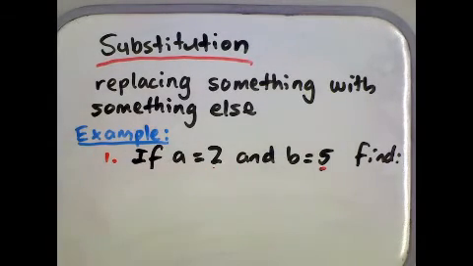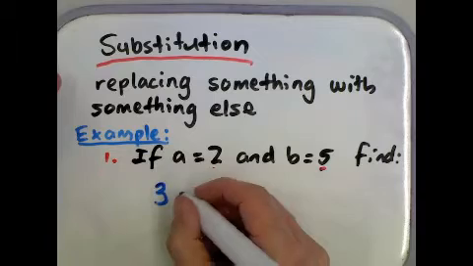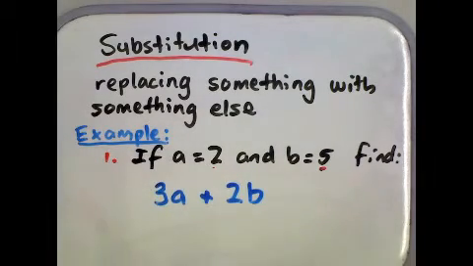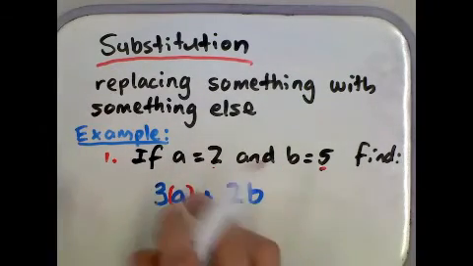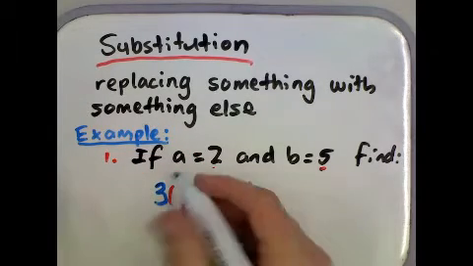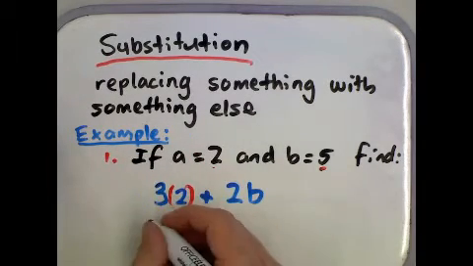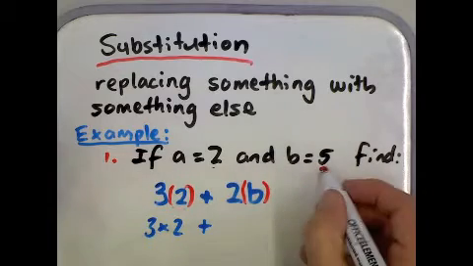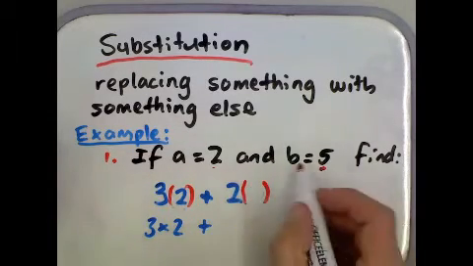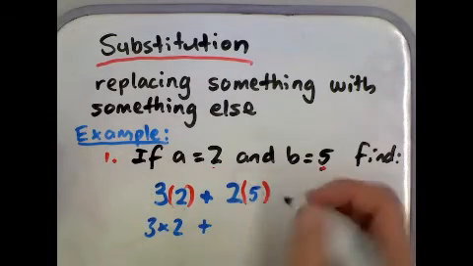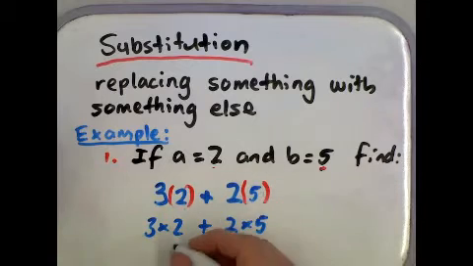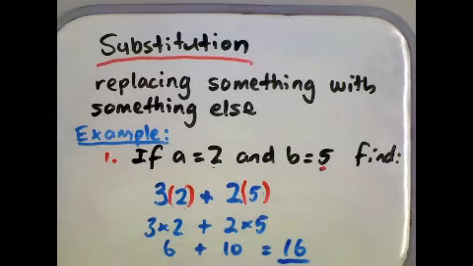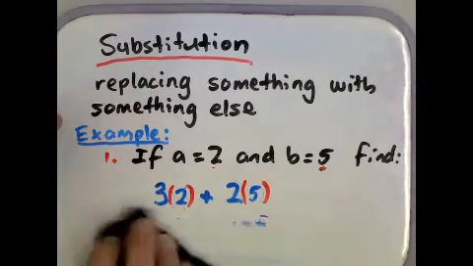Okay, another example. Things start to get a little bit harder. Let's start looking at 3a plus 2b. Now that means 3 times a plus 2 times b. Replace the a with the 2, and that gives us 3 times 2, plus 2 times 5, so replace the b with a 5. So we've got 3 times 2 is 6, plus 2 times 5 is 10, that gives us 16. And there's our answer.